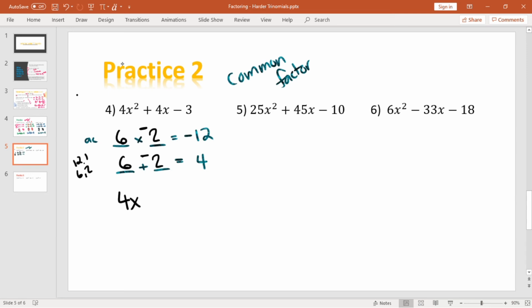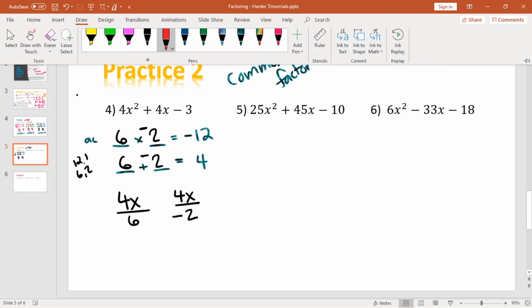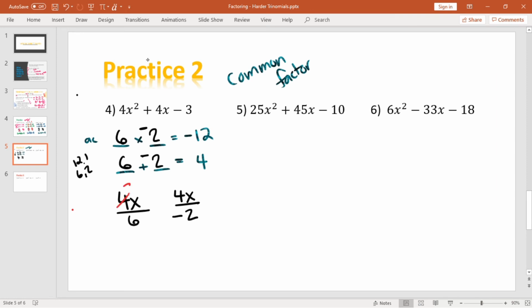Write down ax over your two factors. Okay, 4 over 6 can be 2 over 3. And 4 over -2 can be 2 over -1. So this time both of our binomials changed: 2x plus 3, 2x minus 1. And remembering, you can always just check your answer if you're not sure.